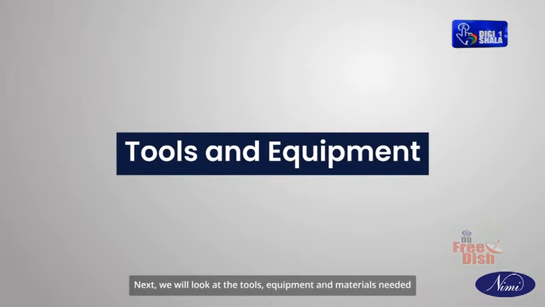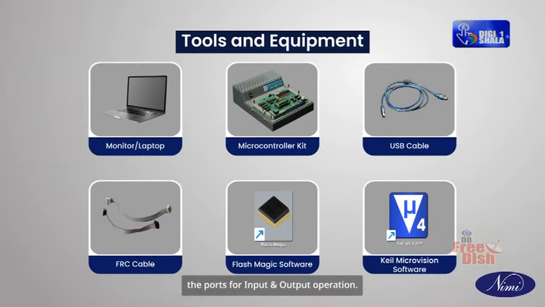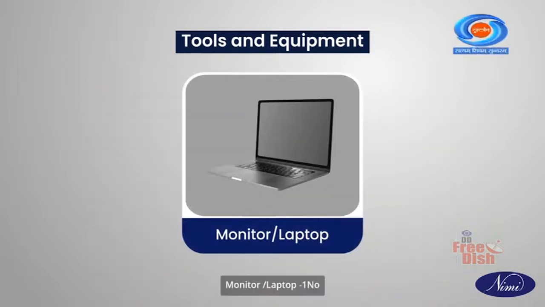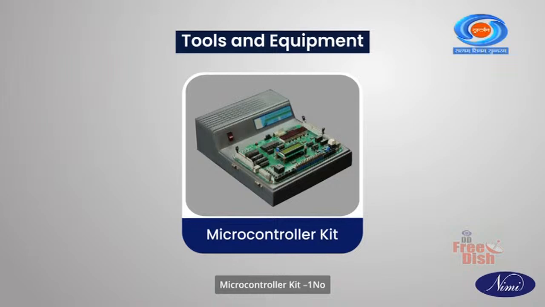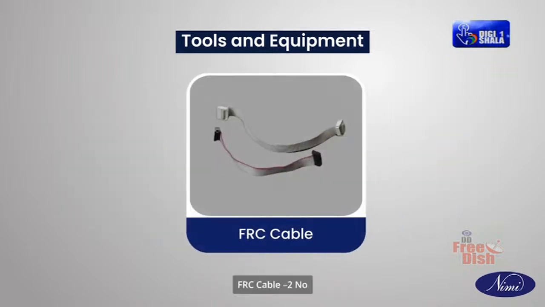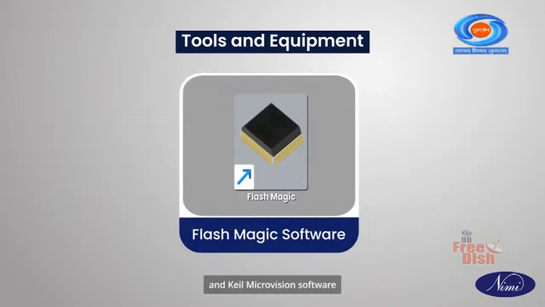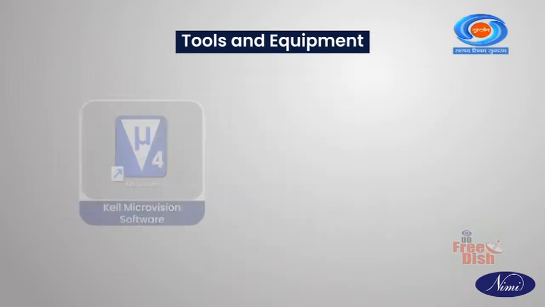Next, we will look at the tools, equipment and materials needed to demonstrate the port pins of the controller and configure the ports for input and output operation. For this, you will need the following: monitor or laptop 1 number, microcontroller kit 1 number, USB cable 1 number, FRC cable 2 numbers, FlashMagic software, and Keil MicroVision software.